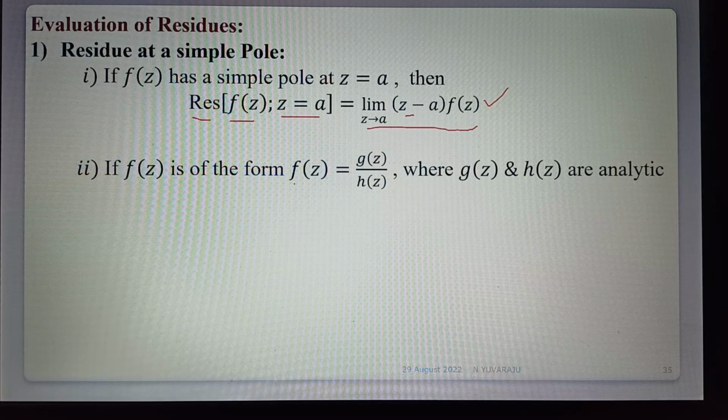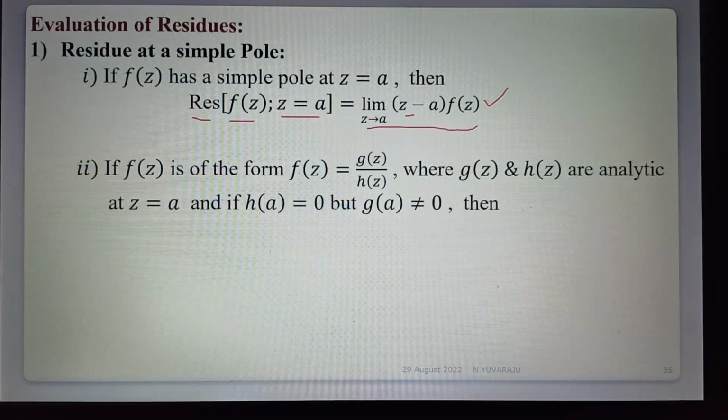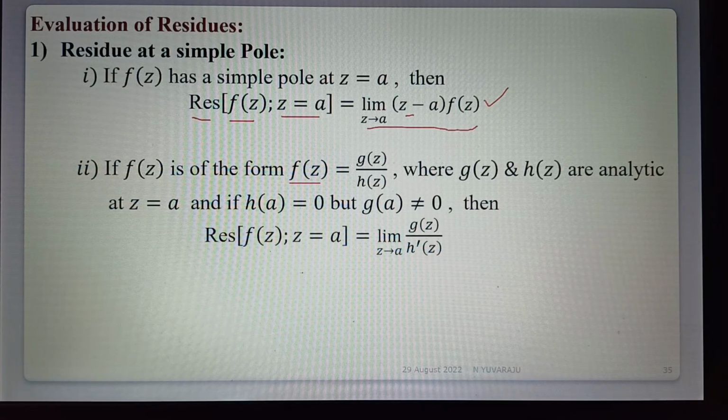Next, if f of z is of the form g of z by h of z, where g of z and h of z are analytic functions at z is equal to a, and if h of a is equal to 0 but g of a is not equal to 0, that is, in case the given function is given in the u by v form, as g of z by h of z, how to find the residue? This is the second formula. The residue of f of z at the point z is equal to a is limit z tends to a of g of z by h dash of z, where h dash means the derivative of h of z. This is used to find the residue when f of z is in the form g of z by h of z.